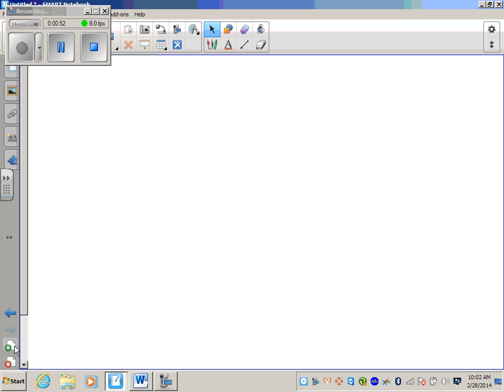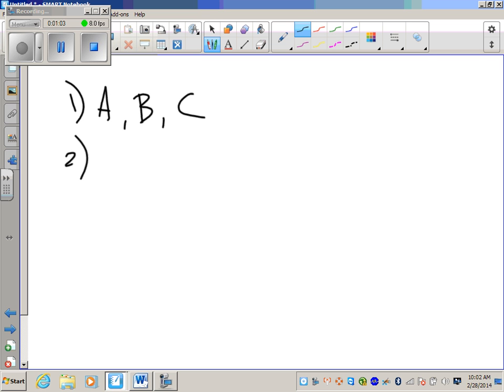Number 1, A, comma, B, comma, C are 3 collinear points. How do you label points? With capital letters. Okay. Number 2 wanted 2 non-collinear points. So you could pick any 2 that aren't on the same line. That could be A and E would work. Anyone have any other suggestions? Josiah. C and E. Good.